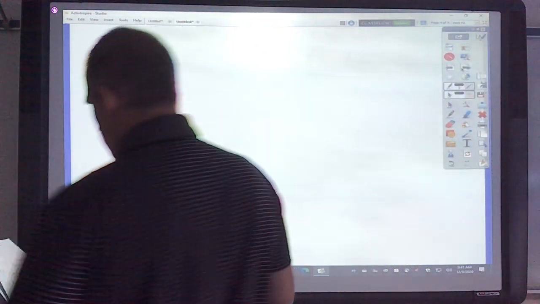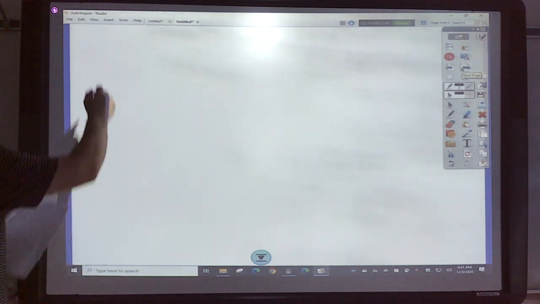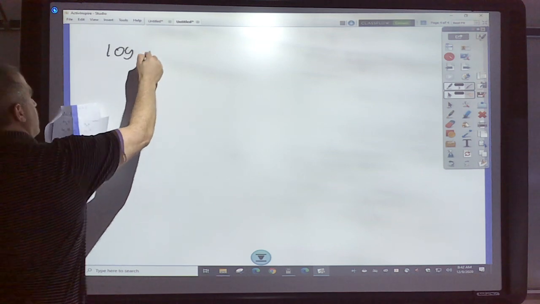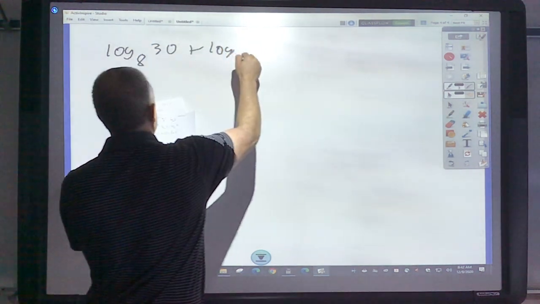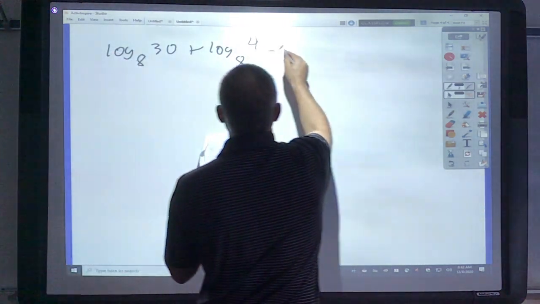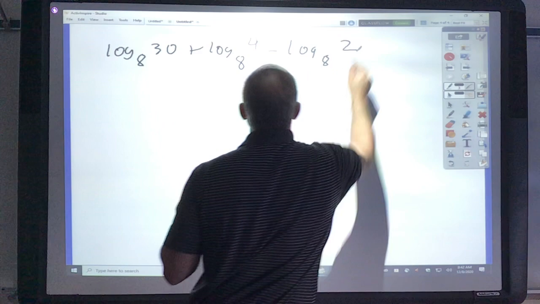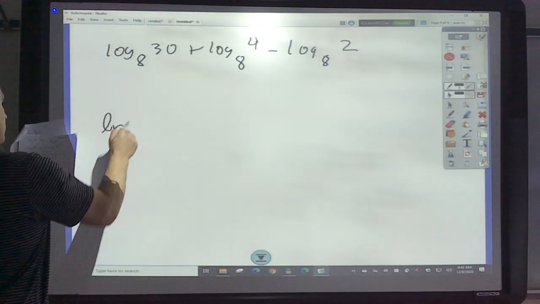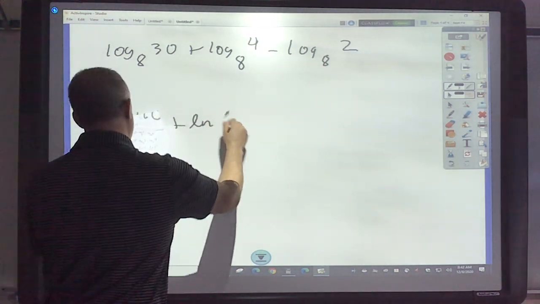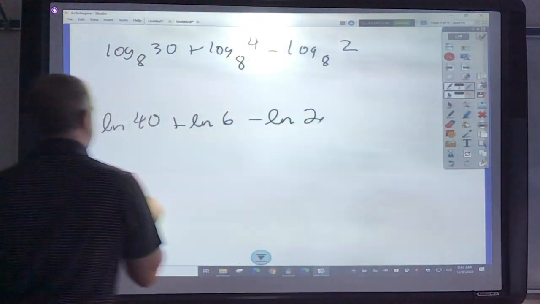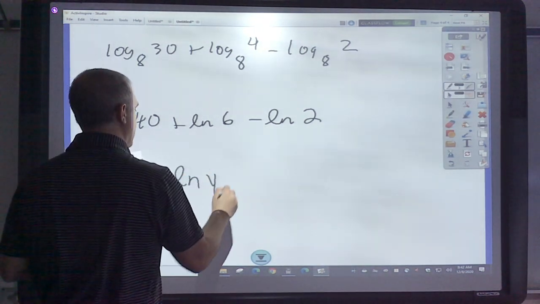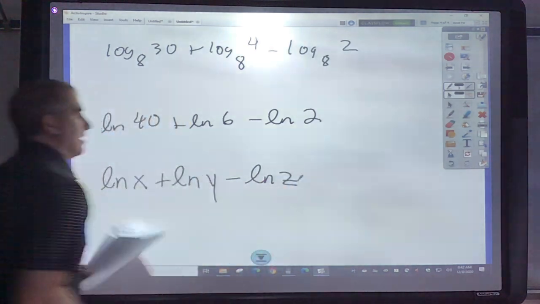Another thing that you could have is a combination of multiple things. Let's say I have log base 8 of 30 plus log base 8 of 4 minus log base 8 of 2. Let's say natural log of 40 plus natural log of 6 minus natural log of 2. And let's do some variables. Natural log of x plus natural log of y minus natural log of z.